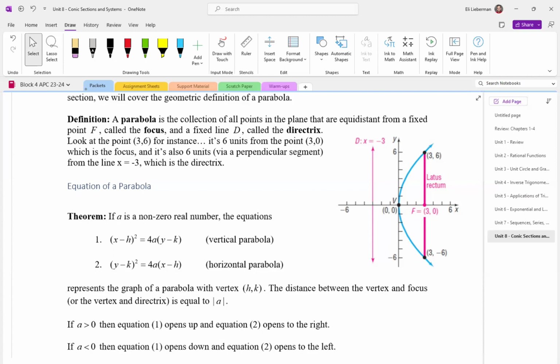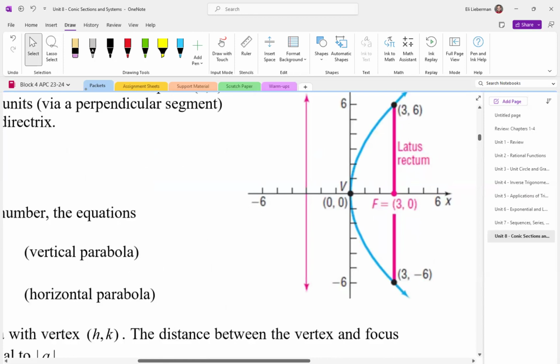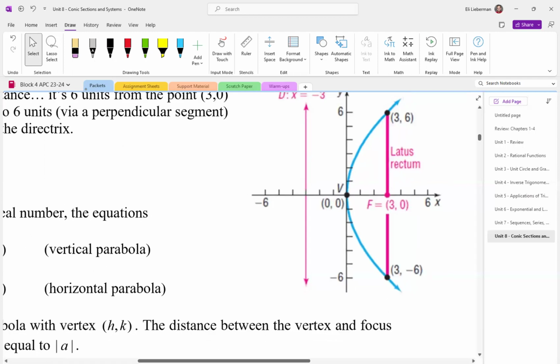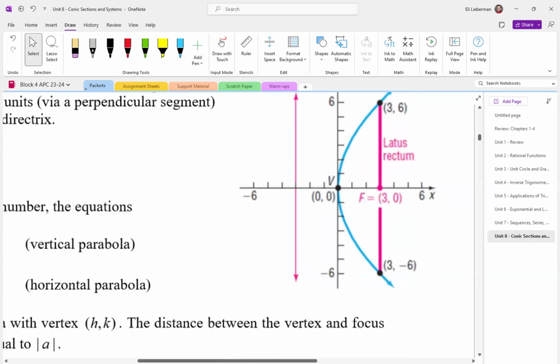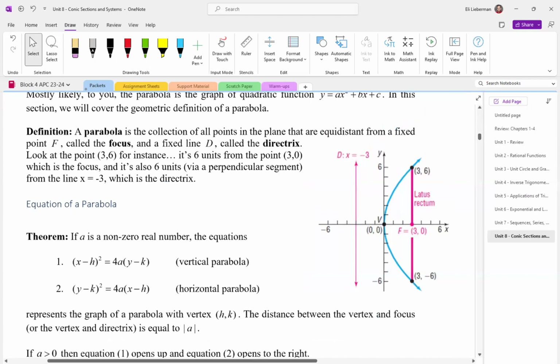Have you heard those words before? Focus for sure, maybe not in the context of math, but directrix. Okay, so that's the line and the point from which the points are equidistant. If we look here at a specific example, you can see that (3, 0) is the focus. Is the focus actually a point on the parabola? No. We could say that the focus is always in the parabola, but it's not on the parabola. And notice how far it is from the vertex, the same as the distance from the vertex to the directrix. Any questions?